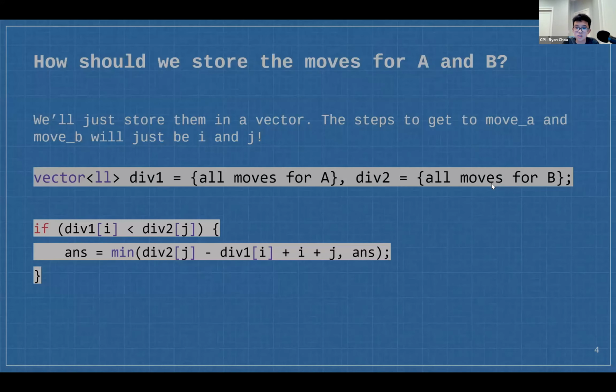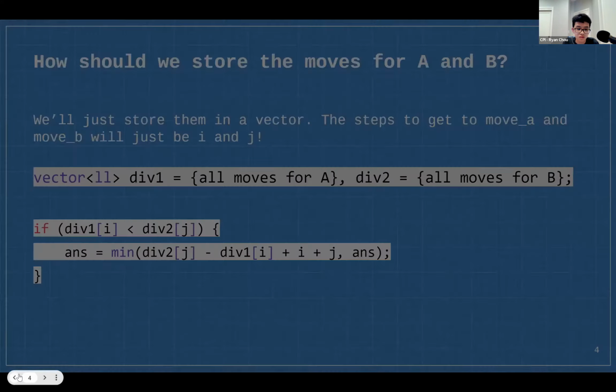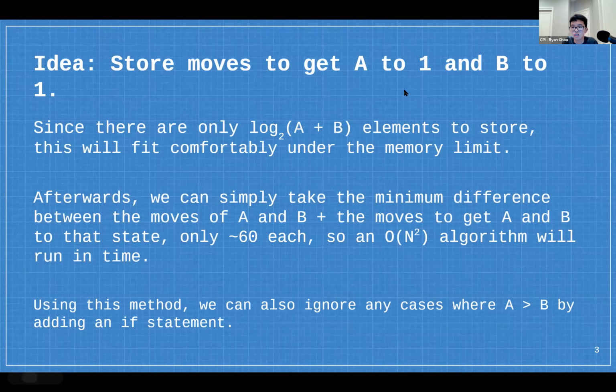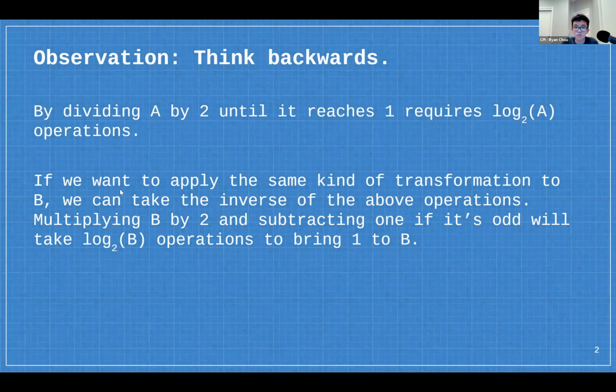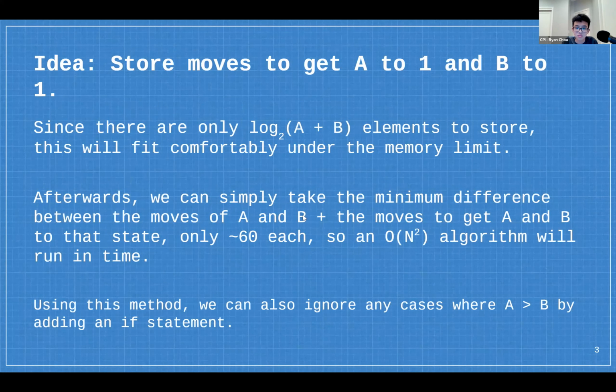The reason we can modify B like this is that when we take the inverse of the operations to get A to that point, we are essentially doing the exact same operations. Afterwards, we can just take the minimum of this. Since log 2 of 10^18 is only about 60, an O of n squared algorithm will run in time.